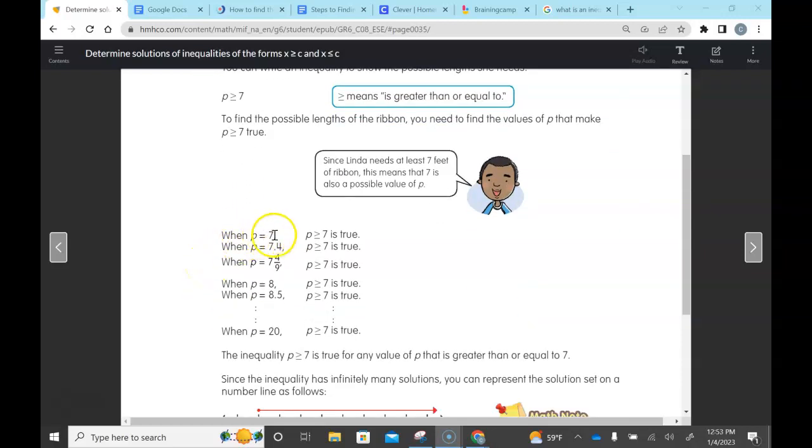So it says when P equals 7, this would be true, because it's still equal to or greater than. P equals 7.4 would represent that as being true. P equals 7 4/9 would be true. When P equals 8, this would also be true. So any number that would either be equal to 7 or greater than 7 would make this statement true.